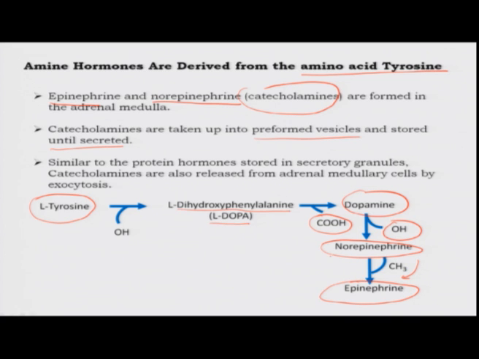As you can see, norepinephrine and epinephrine are very closely related to each other. They are synthesized in the same pathway and differ only by the addition of one methyl group. These catecholamines are similar to protein hormones. They are stored in secretory granules and released from the adrenal medullary cells by exocytosis, just like I described for the polypeptide or protein hormones. With this, we have learnt how hormones are produced in the cells that form the endocrine glands and how their release is triggered by certain stimuli which these cells receive.